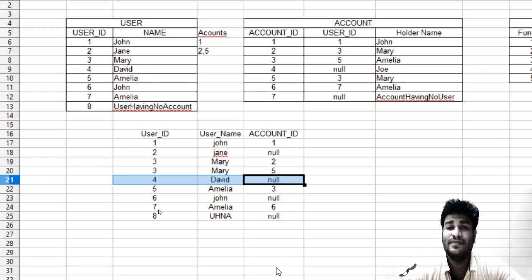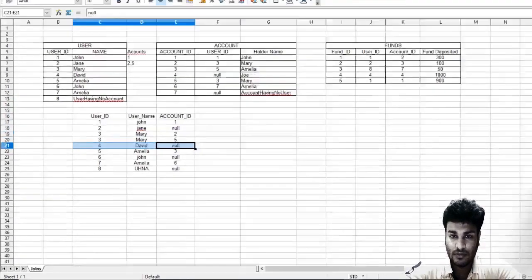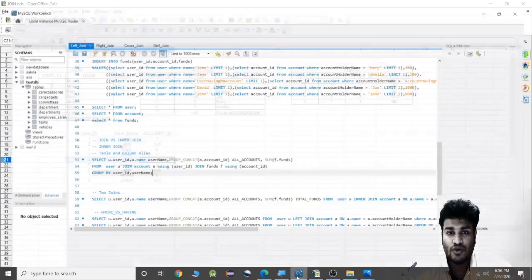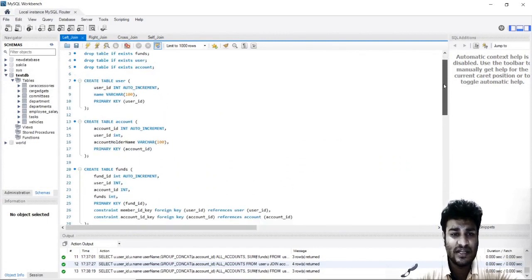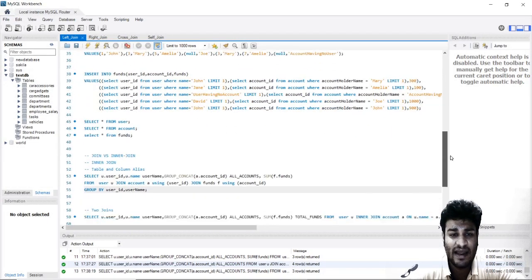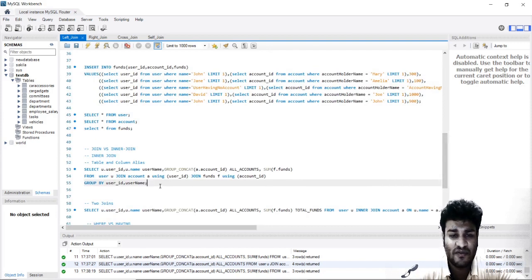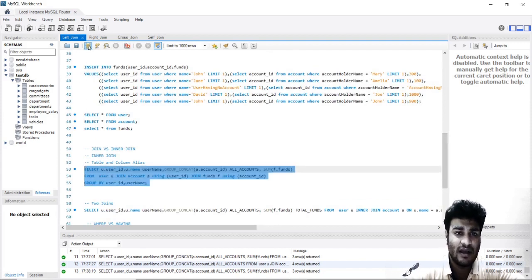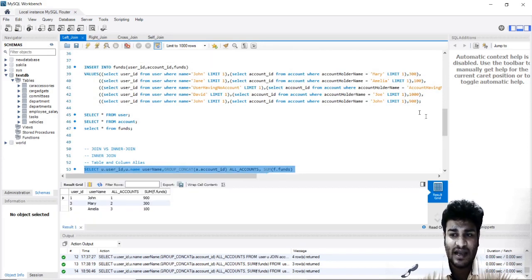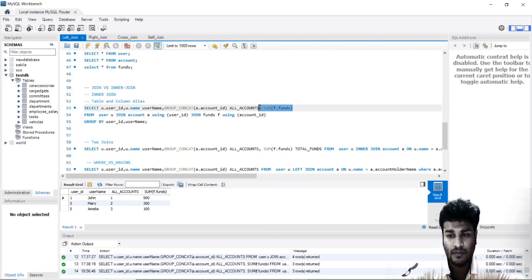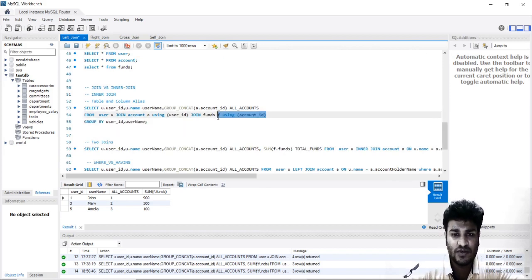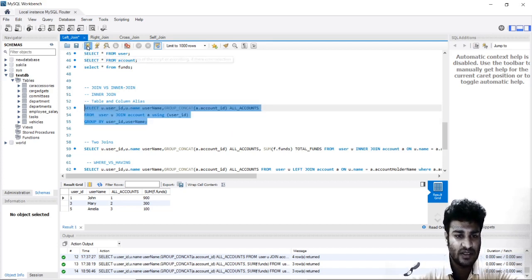Now let's go ahead and see the practical scenario for left join. In the previous chapter we already discussed how we created these tables, then we created this data, and we created a query in which we were finding the users and the accounts attached. So I'm just running that query again. This was the query which we were using in the previous tutorials.